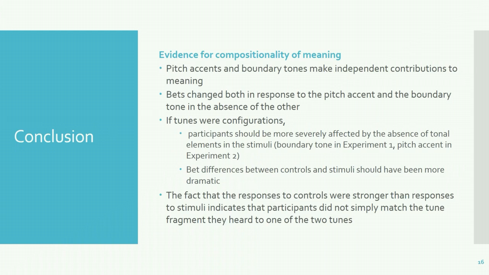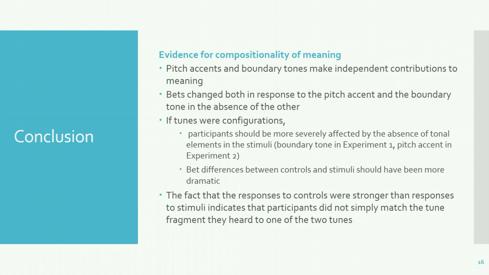We argue that we have evidence for compositionality of meaning. So pitch accents and boundary tones make independent contributions to meaning. Bets change both in response to the pitch accent and the boundary tone in the absence of the other. And if we haven't convinced you yet, we can also look at it the other way around, meaning that if tunes were configurations, then participants should be more severely affected by the absence of tonal elements in the stimuli.